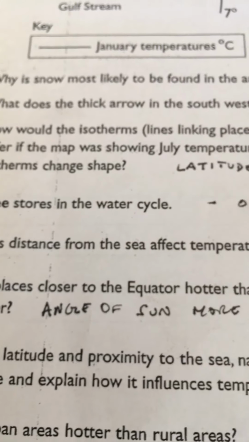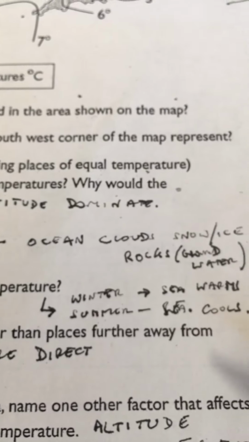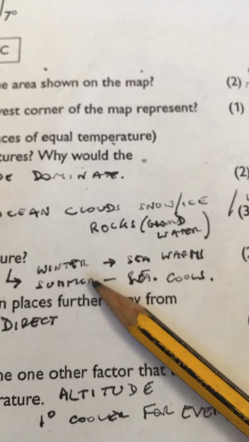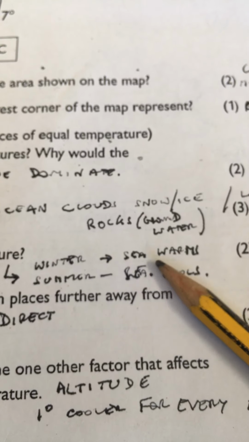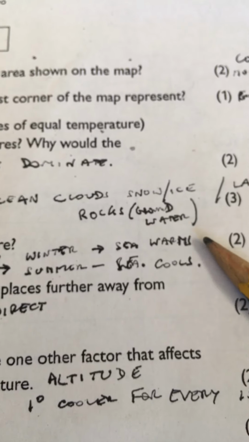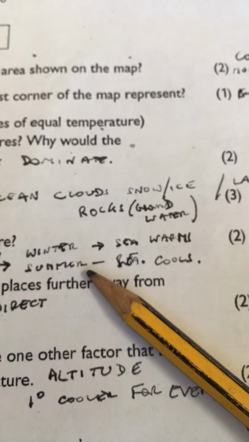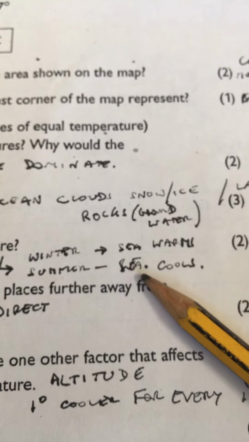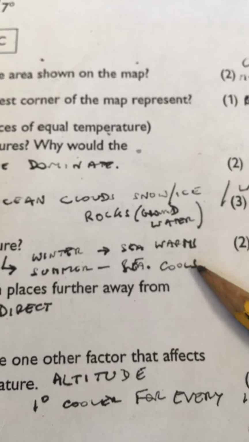Okay, how does the distance from the sea affect the temperature? I think we've had this just recently, haven't we? In winter, the sea is warmer, so it is warmer, and the further you go, it's cooler. In summer, the reverse. In summer, the sea has a cooling effect, and the further away you go, the warmer it will be.